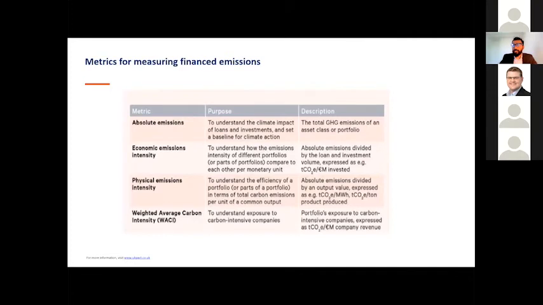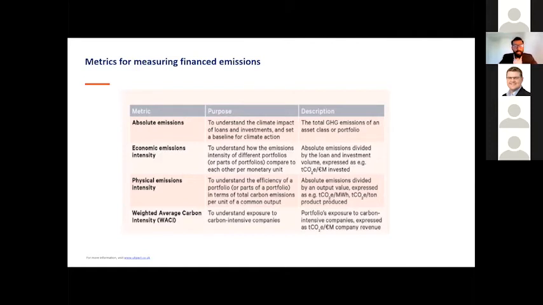This next slide has some good information and examples on the metrics for measuring financed emissions. We spent some time talking about this under the TCFD pillar for metrics and targets, but it's good to spend a little bit more time on this because it's quite an important element of the TCFD framework and for climate financial disclosures, as well as climate risk management.